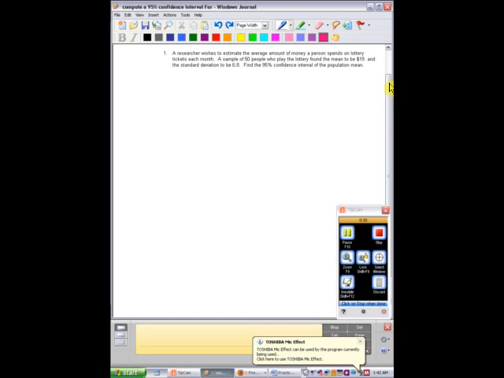Okay, so what I'm going to start to do is write down all the information we have from the problem. First we have a sample of 50 people, so 50 would be our n. Then we have the mean of the sample, that's our x bar, is $19. And the standard deviation of the sample, so that's s, is 6.8. And we want to find the 95% confidence interval, so C is 0.95.